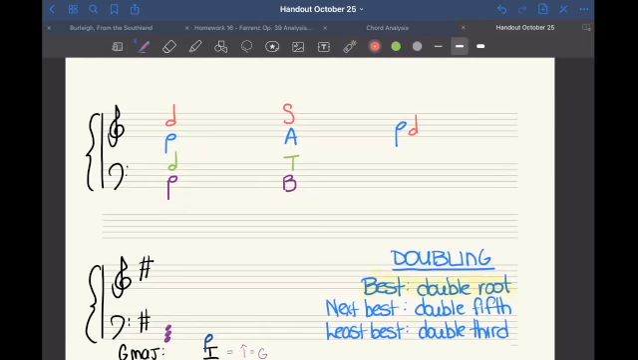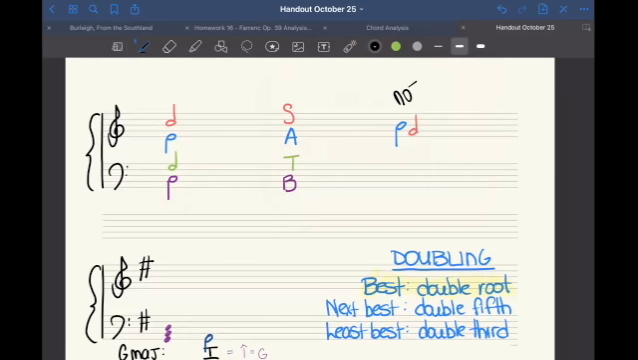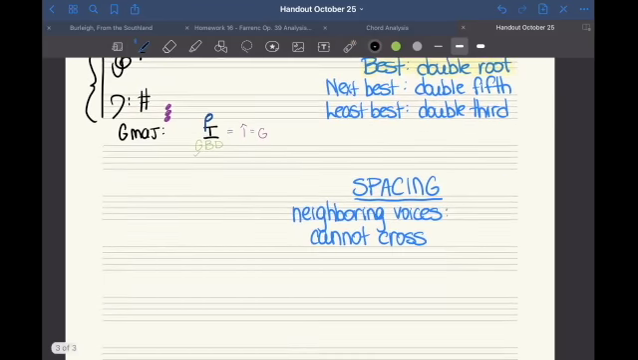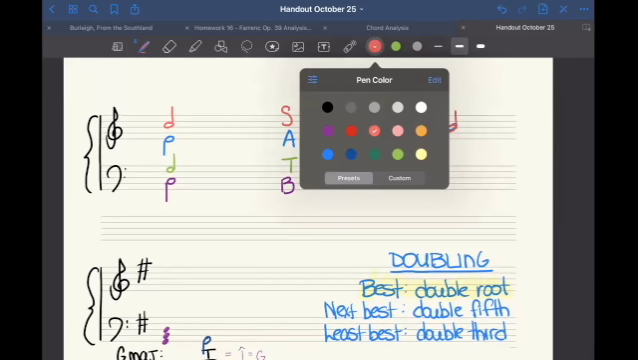So this voice crossing is breaking one of the spacing rules. Now, just because they cannot cross doesn't mean they can't share. So neighboring voices can't cross, but they can share a note. And what I mean by that is you can have your alto on B here, and you can also have your soprano on B. They can share the same pitch. That is totally fine.